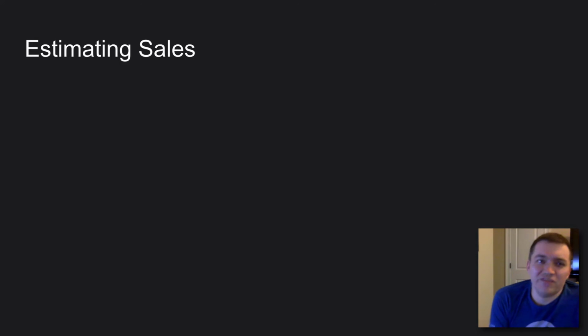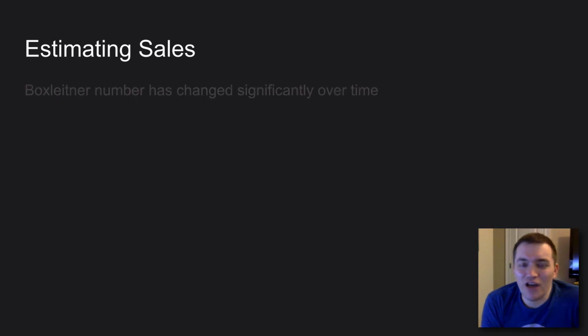You've set a price. Now you're going to try to estimate the sales, right? You're going to want to say, okay, how many units will I sell? So I'm going to look at other games and try to estimate how many units they sold. And this is the Boxleiter number. We mentioned this before, and this number has changed a lot over the years.